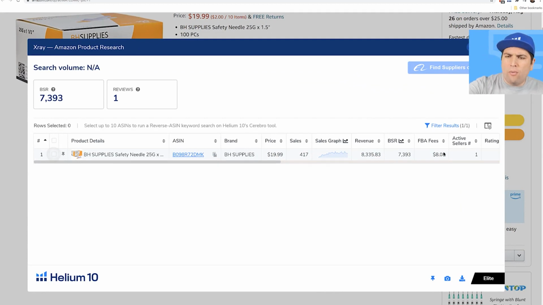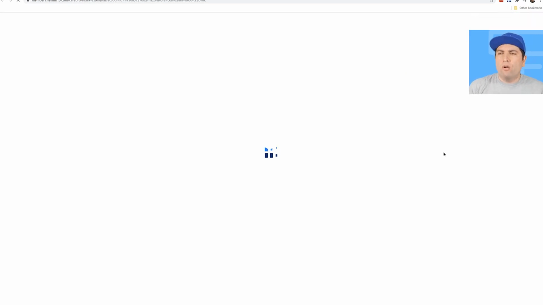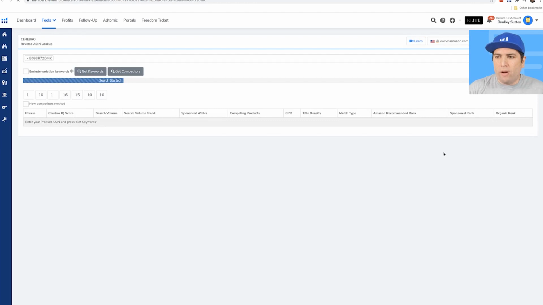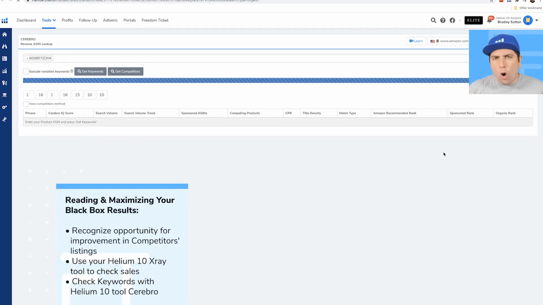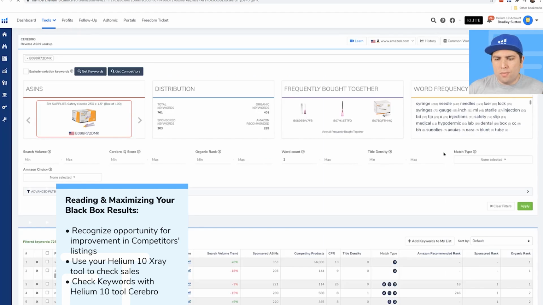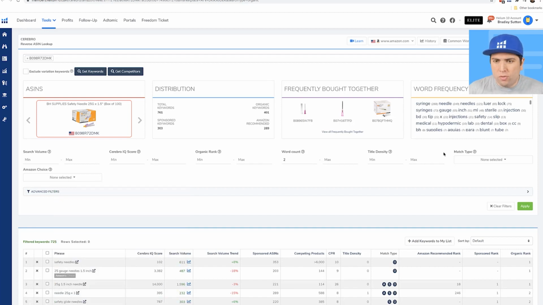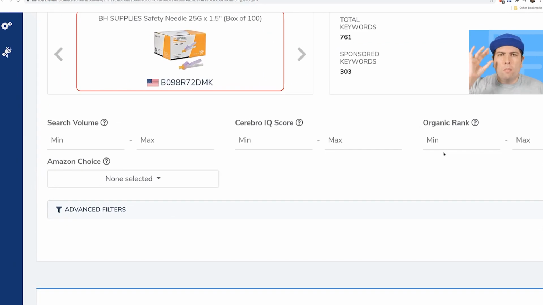So what I'm going to do is I want to go into Cerebro, like I said, and I'm going to hit run keyword search from X-ray right there. And now what this is doing is it's going out there and finding all of the keywords that this product is ranking for, like in the first 306 positions, and where it's showing up in sponsored results. And I'm just curious, what are the top money making keywords? Like, what are the most search terms where they are showing up for at the top of page 1?